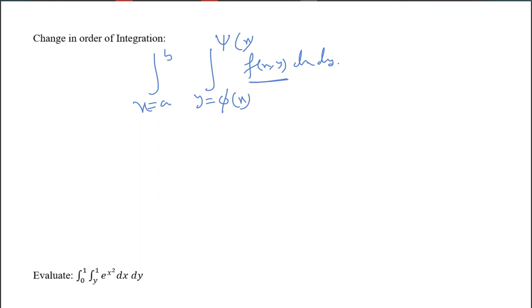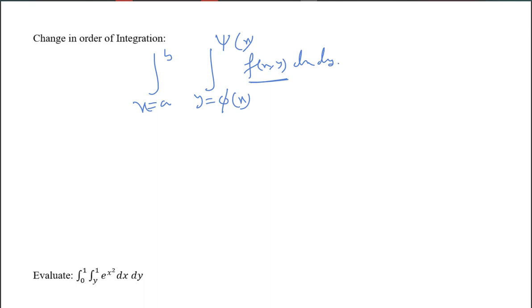And when you integrate with respect to y first, you can face some difficulty, it may not be easy to integrate that portion. In that case, we try to change the order. Order change means we first represent this area in such a way that we can integrate with respect to x first, then with respect to y.